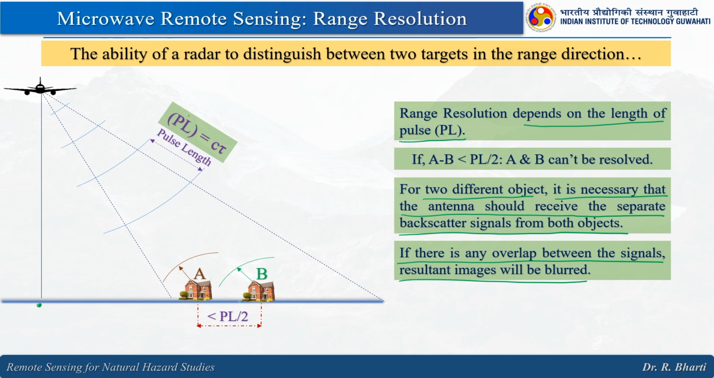Now, let us see a scenario where these two have separate signals, but somehow they are getting overlapped. In this case, what will happen? The image will be blurred. This is not advisable, but we can't avoid it. It all depends upon the pulse length and the distance between A and B. That is very important when we talk about the range resolution.